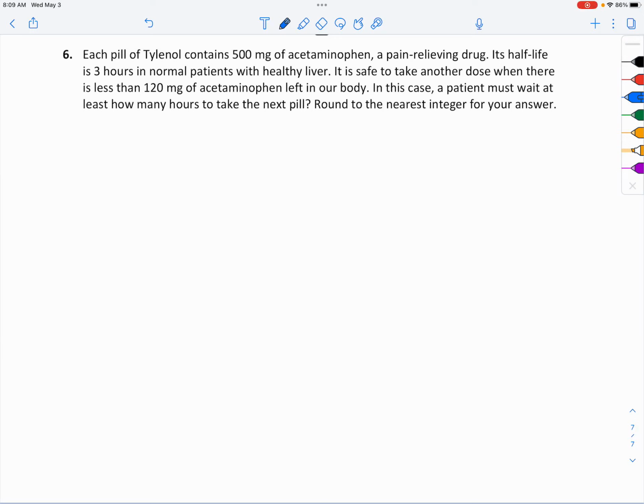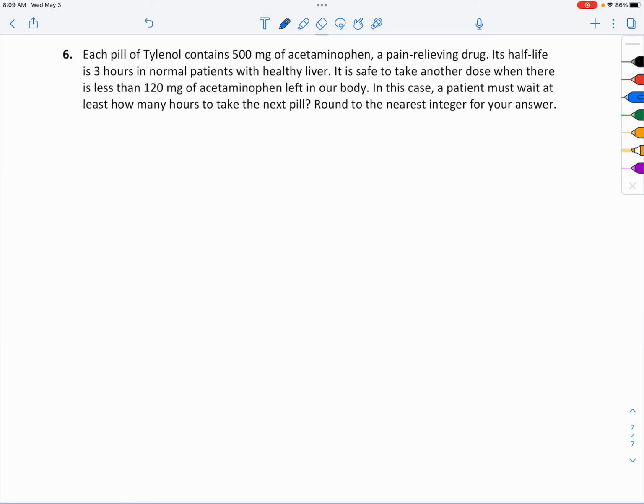Okay, so each pill of Tylenol contains 500 milligrams of acetaminophen, a pain relieving drug. Its half life is 3 hours in normal patients with healthy liver. With a healthy liver, it is safe to take another dose when there is less than 120 milligrams of acetaminophen left in our body. In this case, a patient must wait at least how many hours to take the next pill?